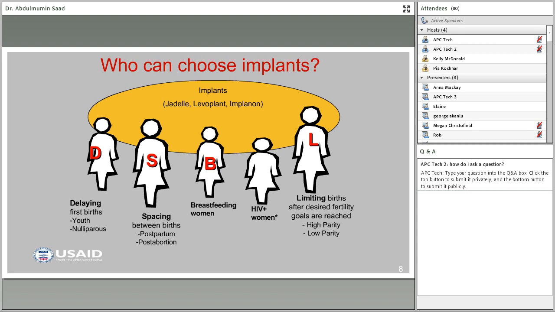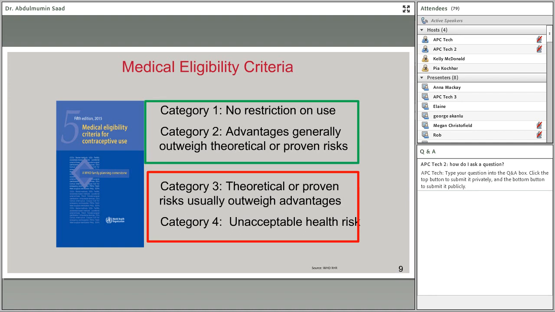One great advantage of implants is that they can be used by almost all women, ranging from young individuals who have barriers to use of family planning methods, to women who have not given birth and want to delay their first birth. It is also applicable to women who want to space their births, either after giving birth, that is in the postpartum period, or immediately after an abortion. It can also be used by women during breastfeeding and women who are HIV positive, and to limit birth after desired fertility goals are reached, either in women with high parity or in women with low parity.